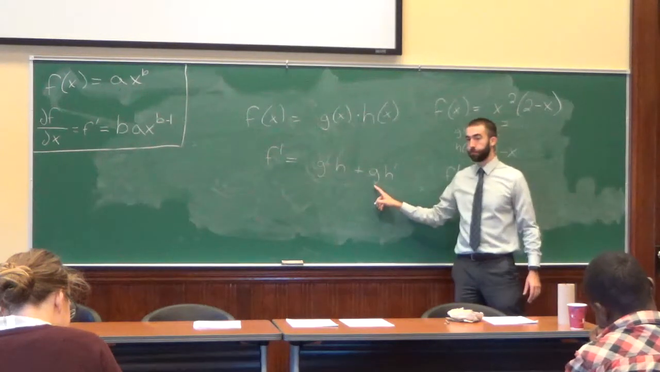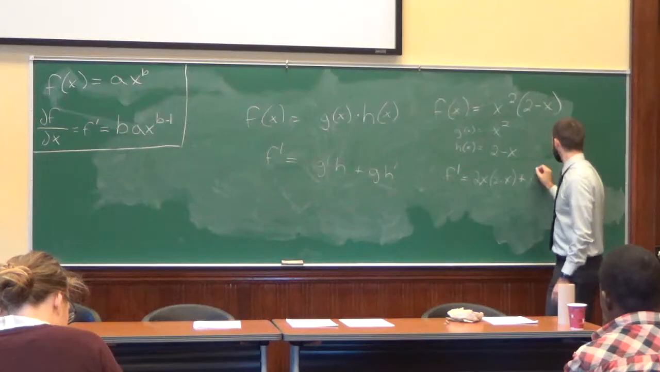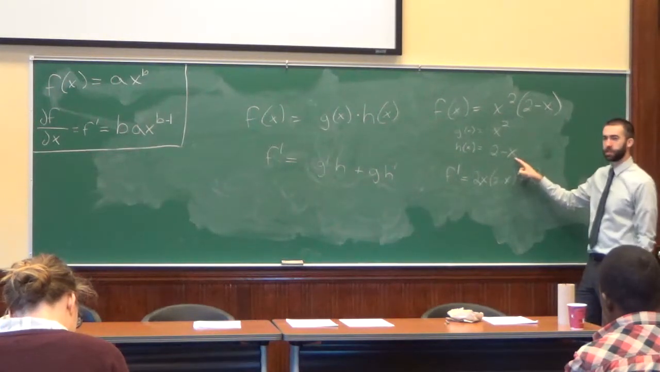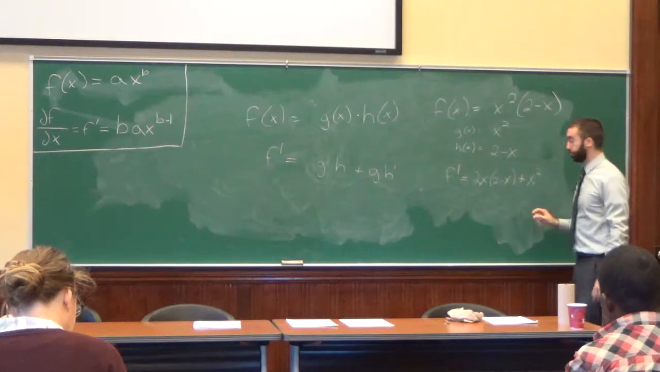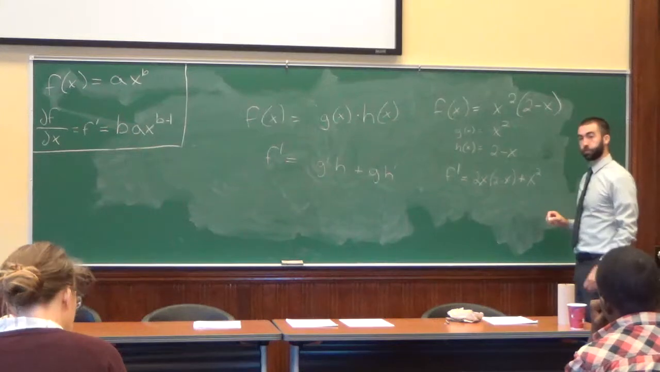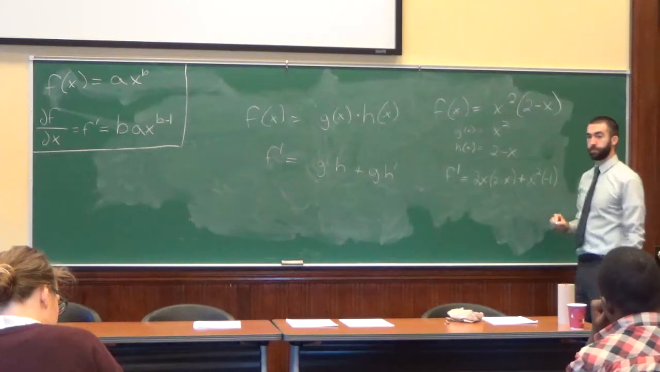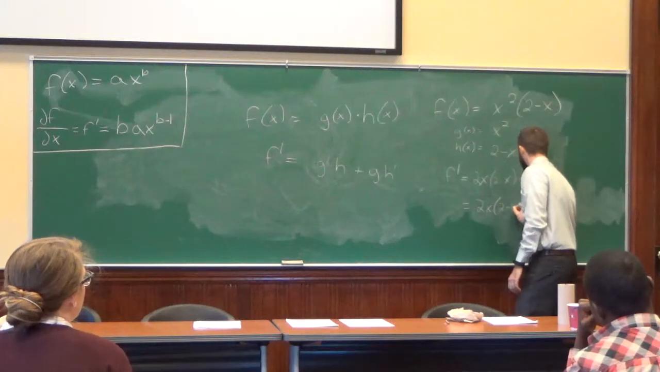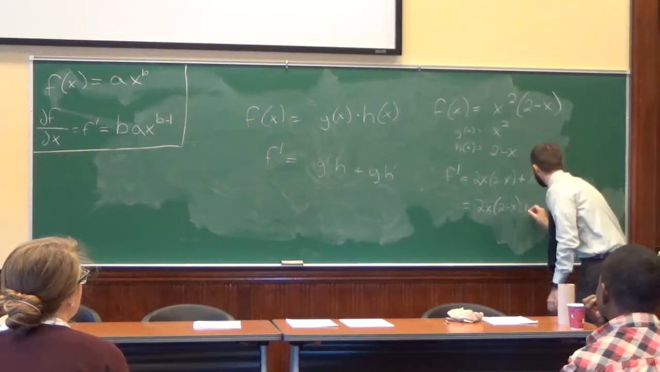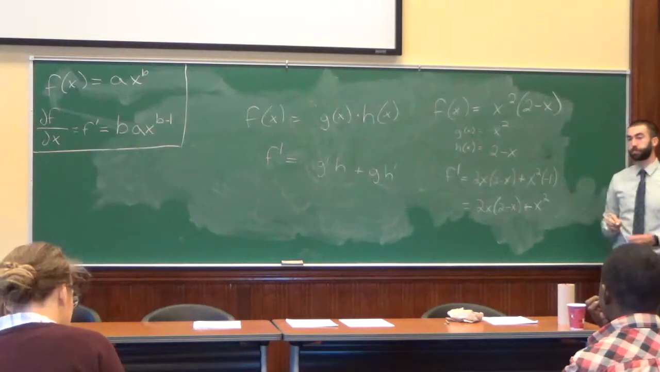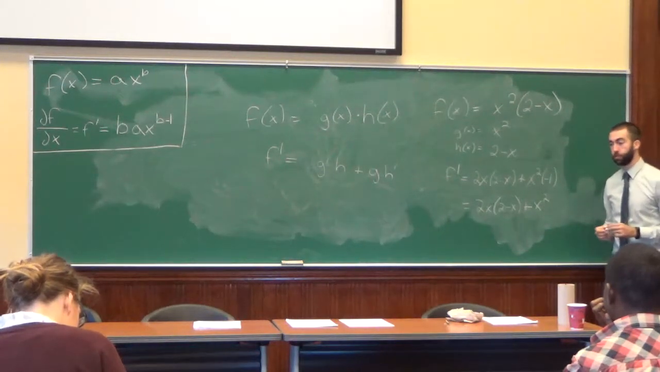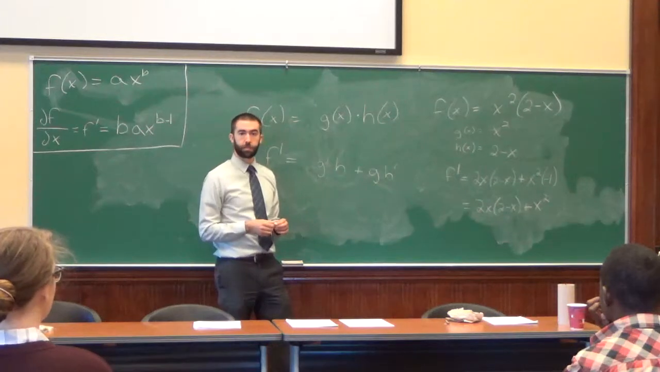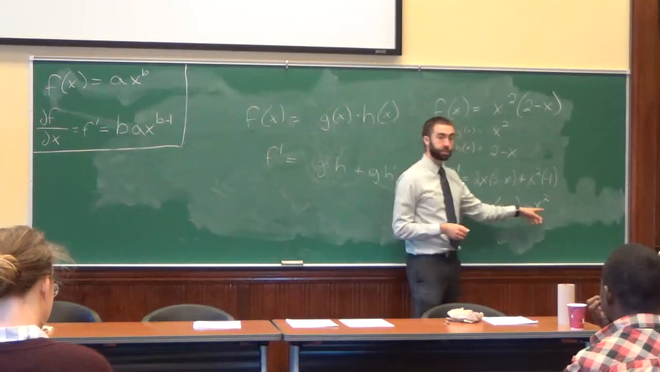Just step by step, what's g? X squared, excellent. And then we're multiplying it by the derivative of h. So now we're looking at 2 minus x, and we're saying, well, what's the derivative of 2 minus x? Excellent. So we can rewrite this. 2x multiplied by 2 minus x, minus x squared. Does that make sense? And we can do some algebra to simplify this. Do you want to simplify it for me, Ken?